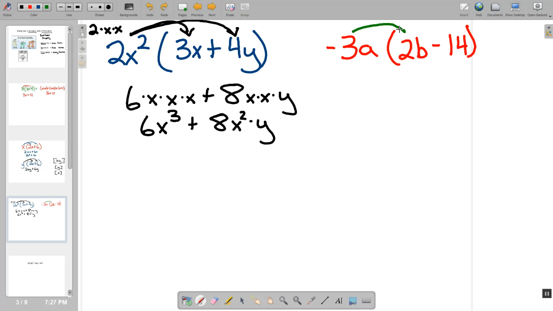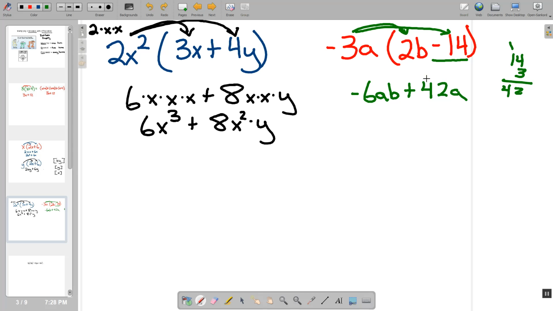To get a little bit trickier, we now have negative 3a times the binomial 2b minus 14. Once again, we can distribute to both terms. Negative 3 times positive 2 is negative 6. A times b is just ab. We cannot combine them any further than that. Then finally, we have negative 3 times negative 14, if we think of this as the whole term here. 14 times 3 is 42, and that would be a positive 42a. The variable ab is different than the variable a, and therefore this cannot be combined.